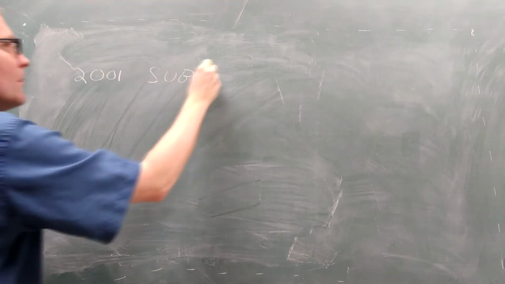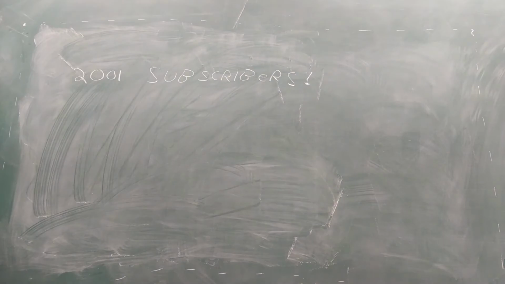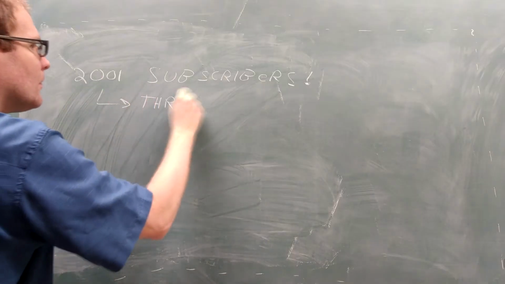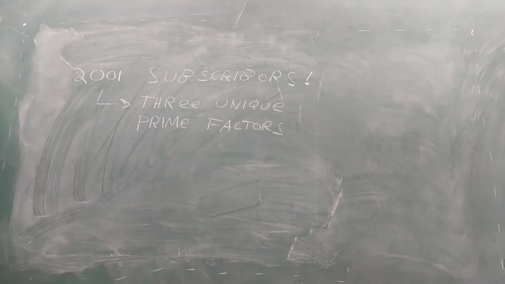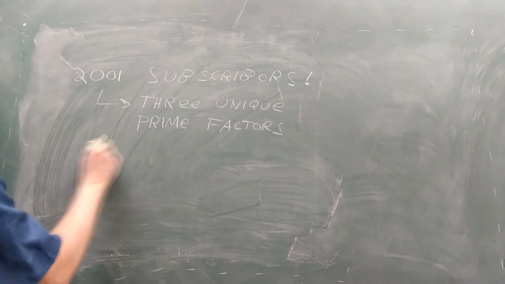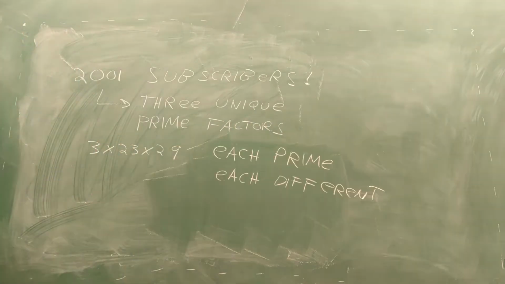Today, this channel reached 2001 subscribers. I am so excited about this milestone because 2001 is a special type of number because it can be divided into three unique prime factors. 3 times 23 times 29. This type of number is called a Sphenic number.